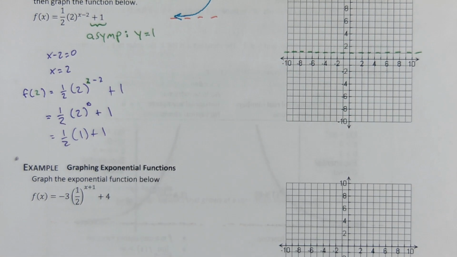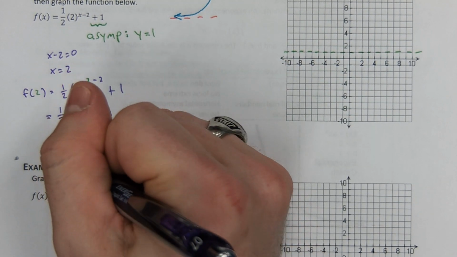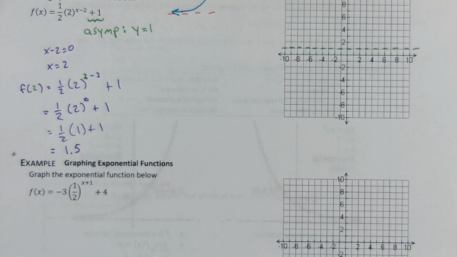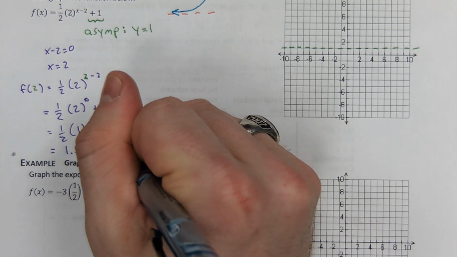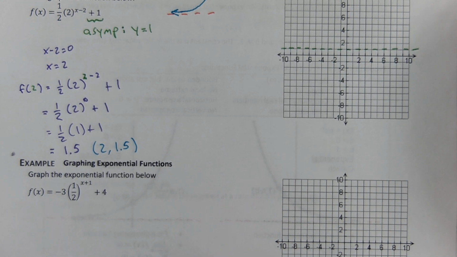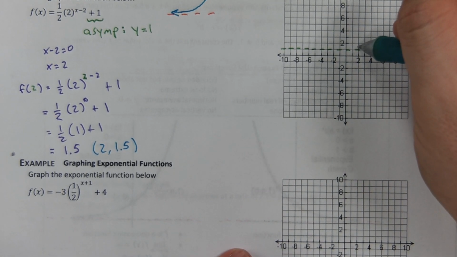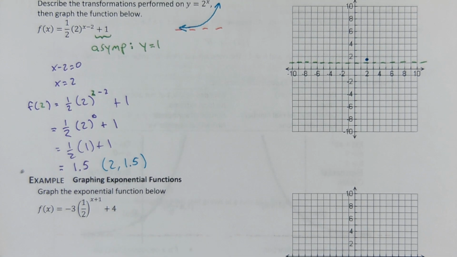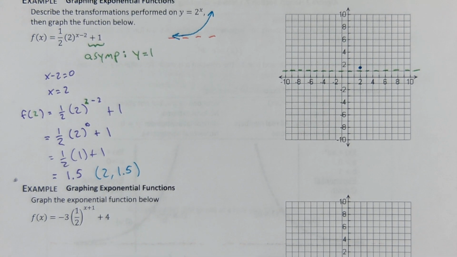And you go 1/2 times 1 plus 1. Since we're having to plot this thing, I'm going to write it as a decimal. Gets you 1.5. We are going to have a dot at 2, 1.5. Which is here. Now that is really close to the dotted line. I only need one more dot, knowing that this is the shape.